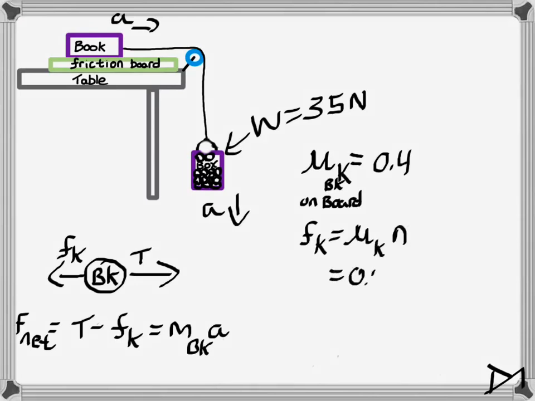My kinetic friction is mu k times the normal, let's say, which is 0.4 times 40, just making up these numbers. This gives me a 16 newton kinetic friction. I just made up mu k to be 0.4. The normal is 40 newtons for this book still.